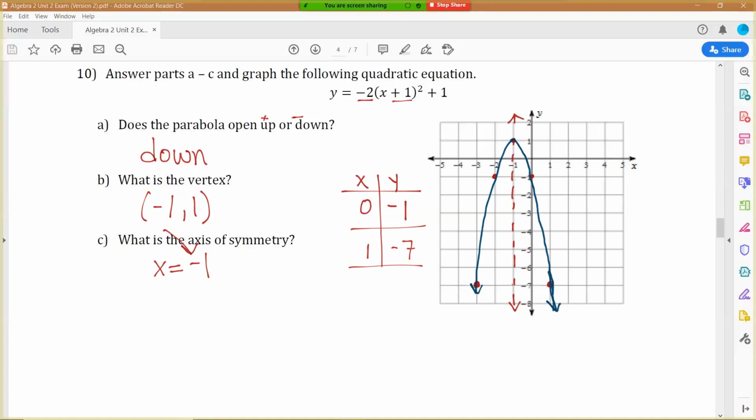So 5 points for this question. You get 1 point for A, B, and C, and then 2 points for your graph. Questions on 10.